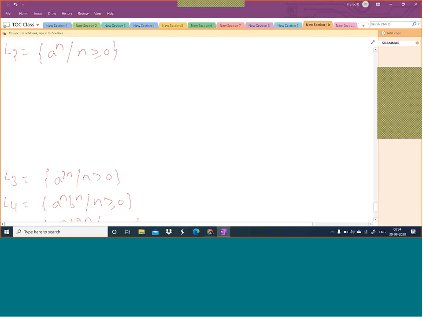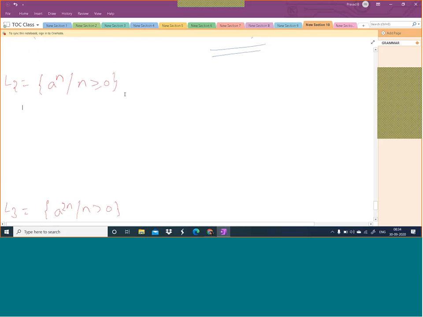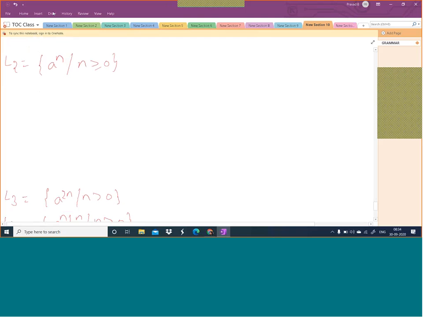A power n, n greater than or equal to 0. Yesterday we did this question. What are the strings in this L2? What is the least value of n? The least is 0: a power 0 is epsilon, then a power 1, a power 2, a power 3, a power 4, and so on. So we need one start symbol and go for epsilon, and for the remaining strings, go for A S.